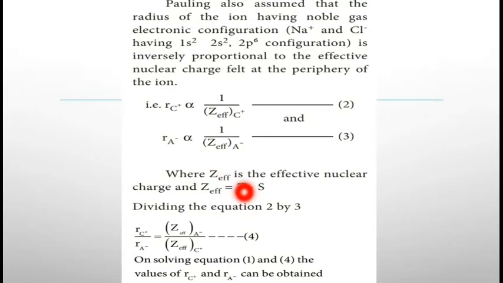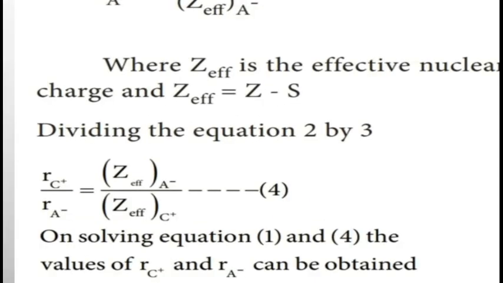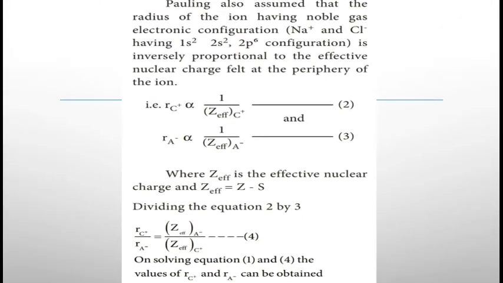So what is the effective nuclear charge? We already know that Z effective is equal to Z minus S. If you divide equation 2 by 3, you get the final equation, that is, the radius of cation divided by the radius of anion is equal to the effective nuclear charge of anion divided by the effective nuclear charge of cation.